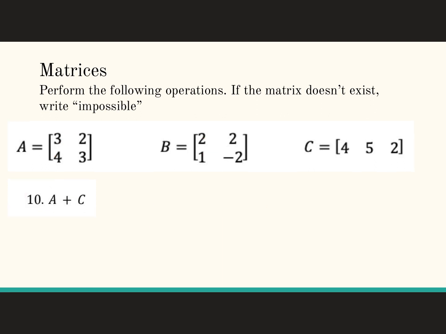Let's look at this one. It wants me to do A plus C. So I have a 2 by 2 and a 1 by 3. Because they are not the same size, I cannot add those together. So this is an impossible situation.